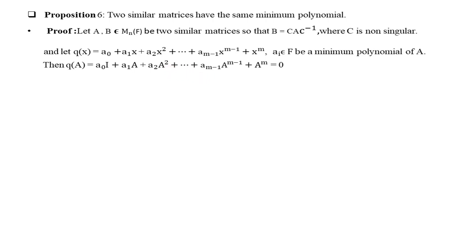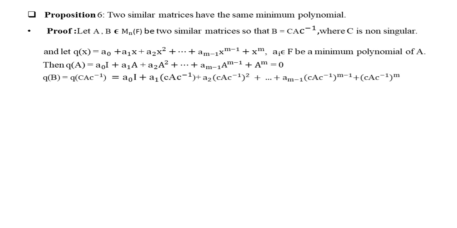Now we find out what Q of B is. Q of B is equal to Q of CAC inverse. Here B equals CAC inverse.